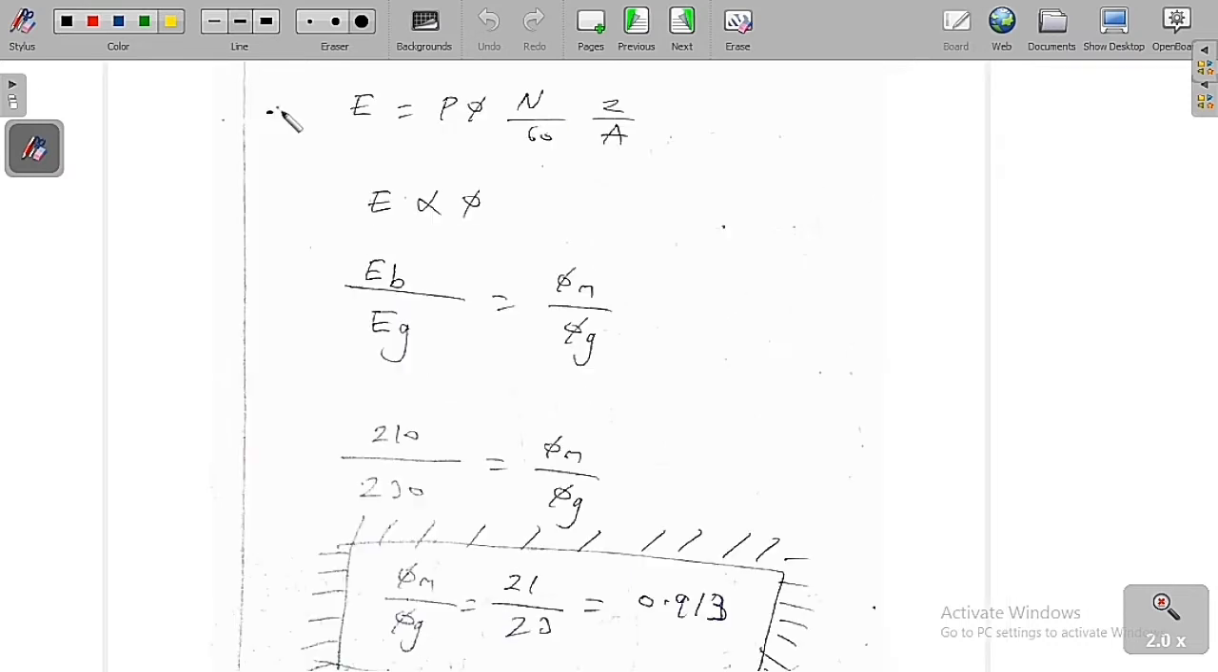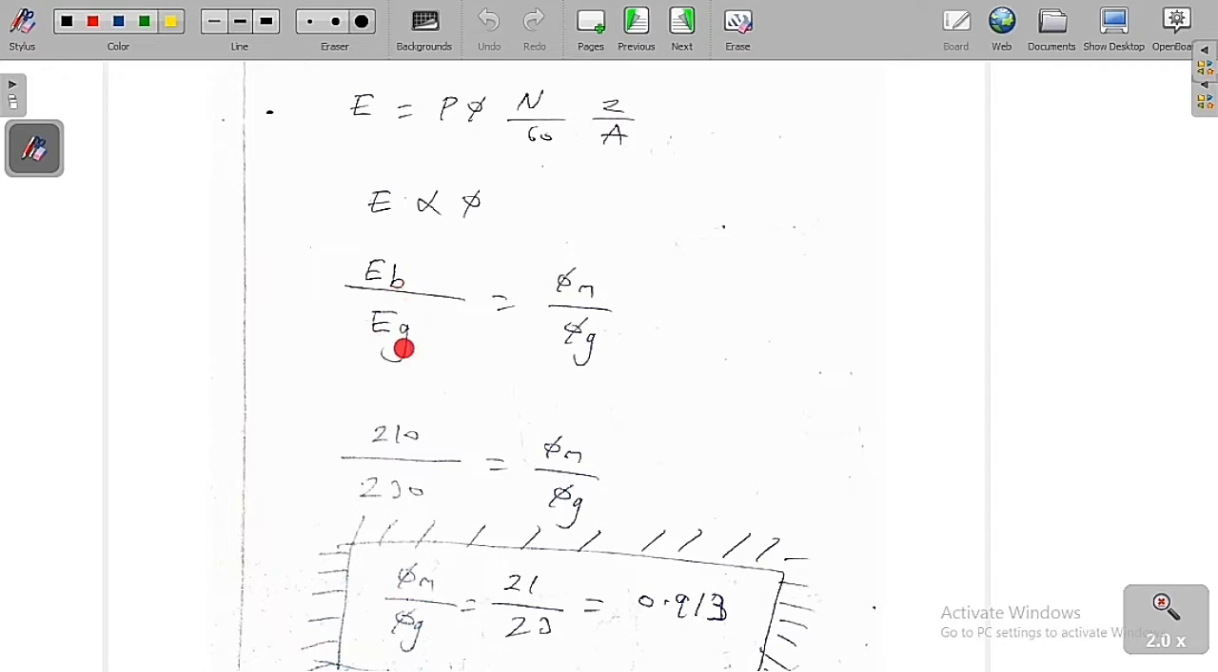In a DC machine, the basic induced EMF equation is E equal to PΦN by 60 into Z by A. If you see clearly, E is proportional to Φ only, because N is the same. N is the same for both generating mode and also the motoring mode. So E is proportional to flux only. Therefore, Eb by Eg is equal to Φm by Φg, because Eb is the back EMF induced in the motoring mode.